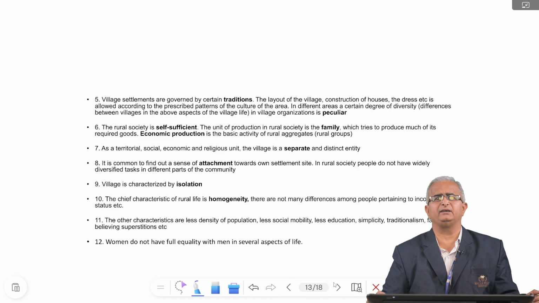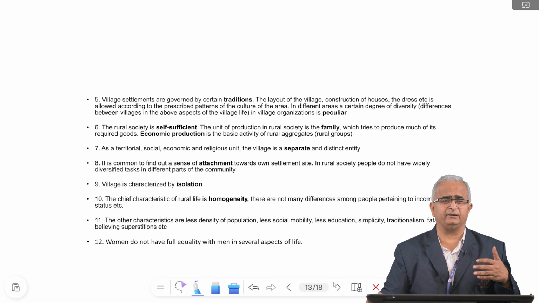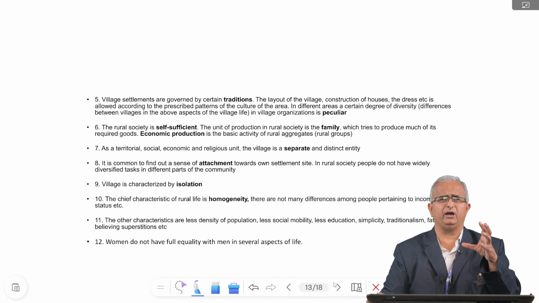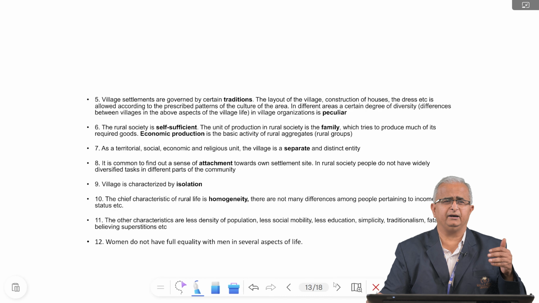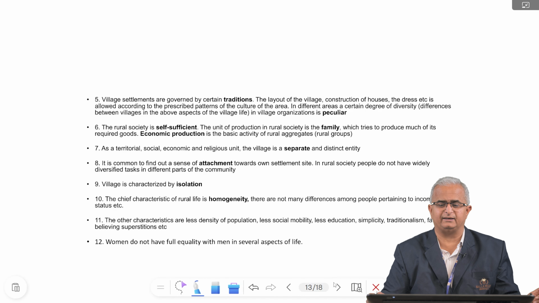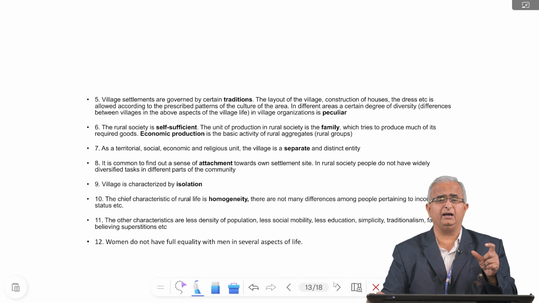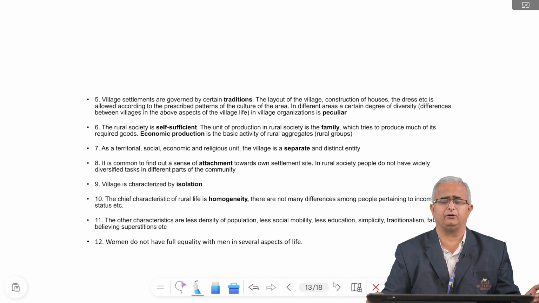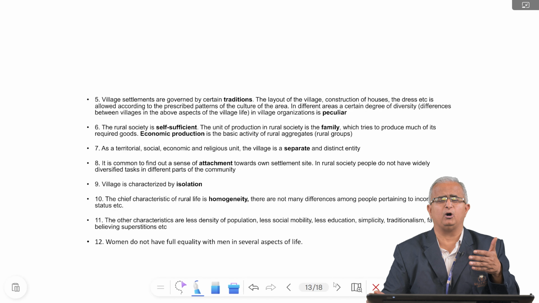And village settlements were governed by traditions, the layout of the village, the construction of the houses, how they dress, everything regarding how a village looks. It depends upon the traditions followed by their ancestors. Each village is very peculiar because of these traditional activities, the different traditions that exist among different villages. With that, each village is very much peculiar and differs from the other villages.